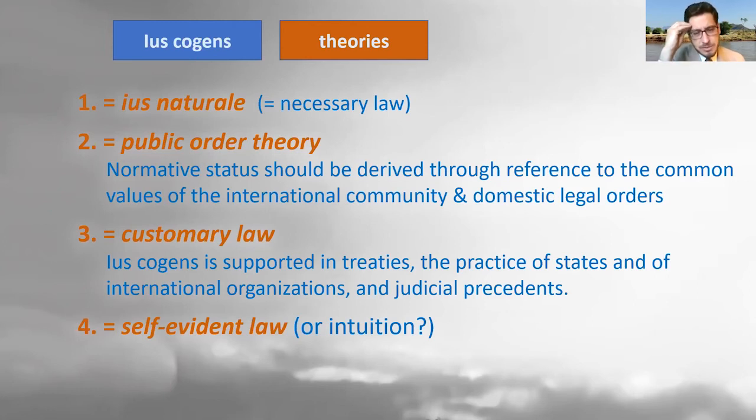What do you think about this? For me, jus cogens is a construction developed by the human mind. But let's see how the courts applied jus cogens, because it is so difficult when we talk about natural law, jus naturale. What kind of natural law? At the end of the day, it is something rational that has some reasons. And it is more or less the same with the public order or the customary law based on some treaties.